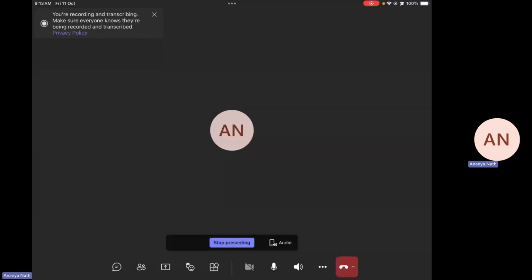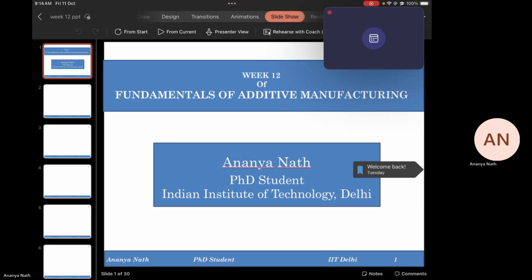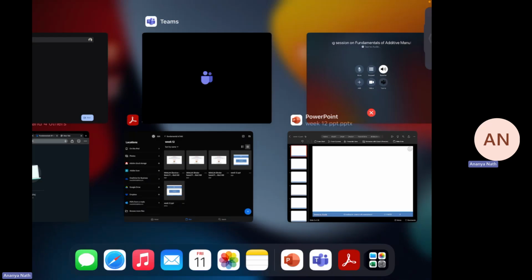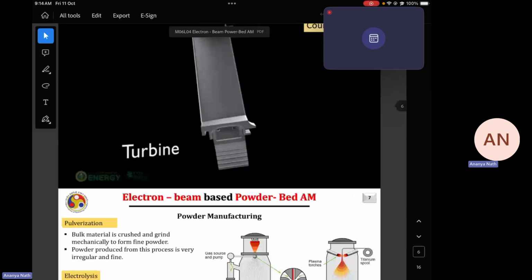So today we are going to talk about the topics that have been covered in this week 12's lectures. Then I'll brief the whole topic of additive manufacturing a little bit, some few important points I'll be discussing, and lastly we will solve the previous year question. In the first lecture, we are going to talk about electron beam melting.